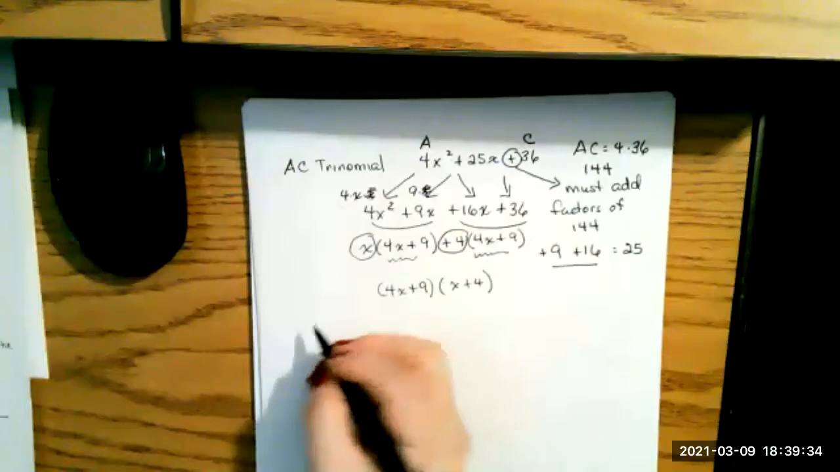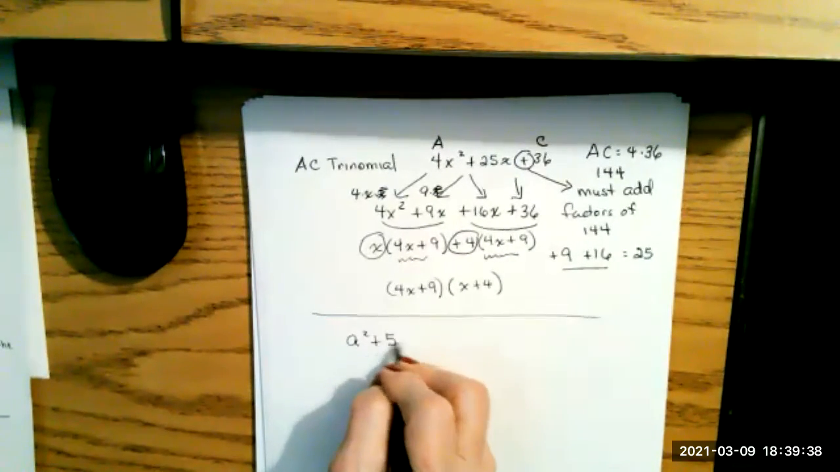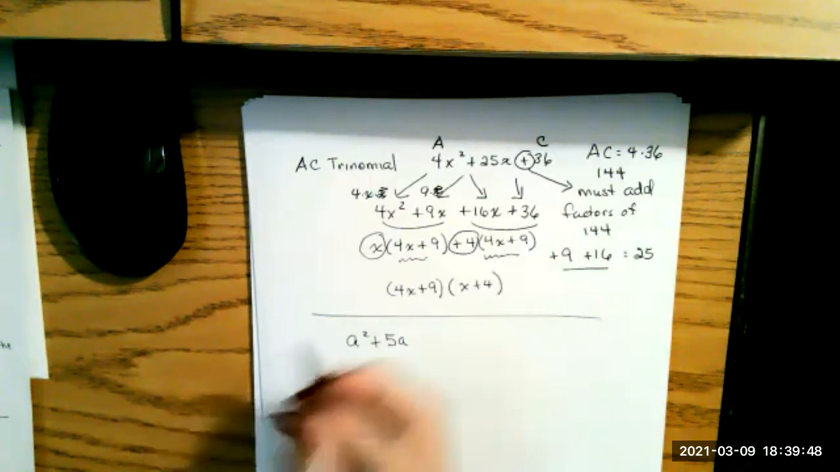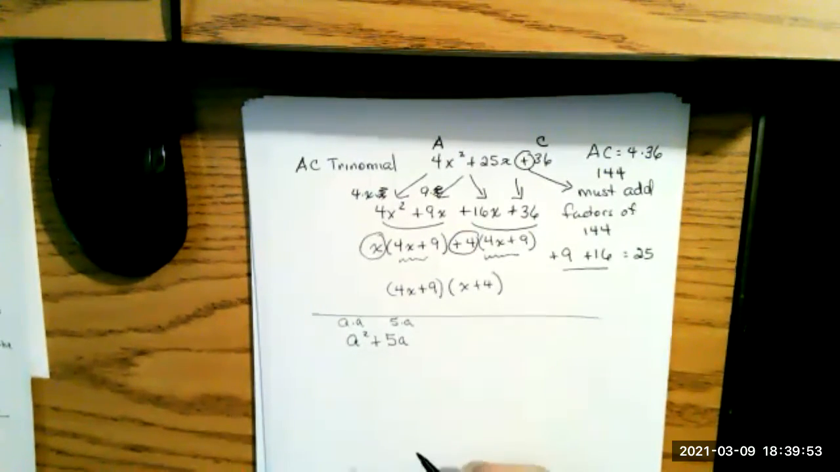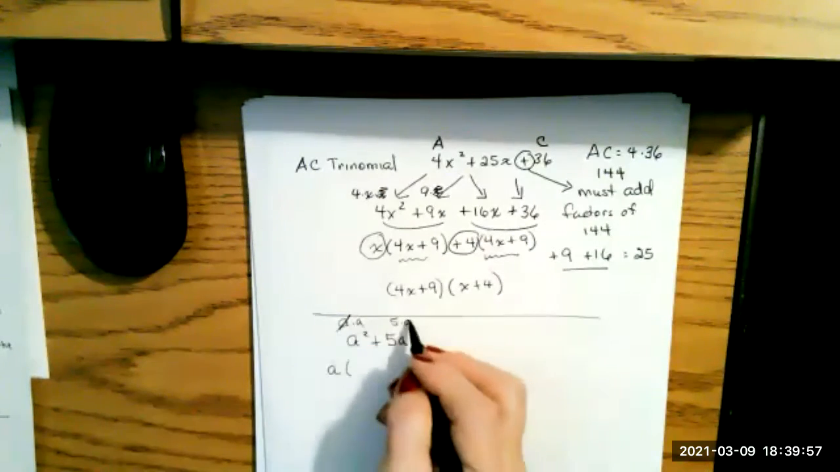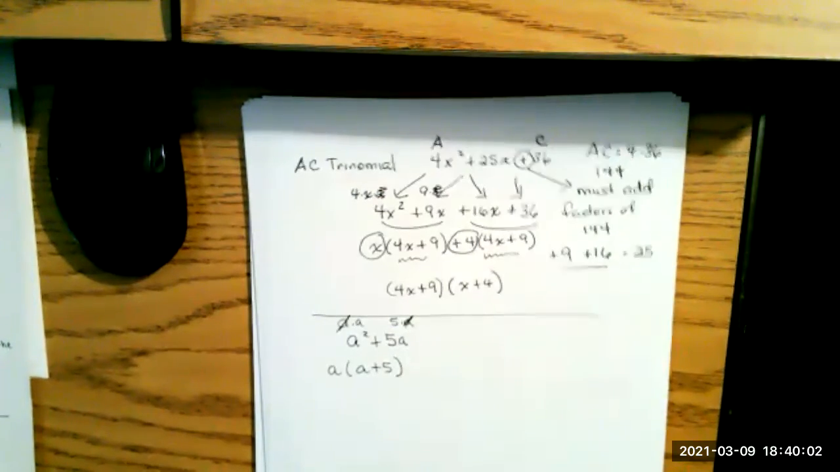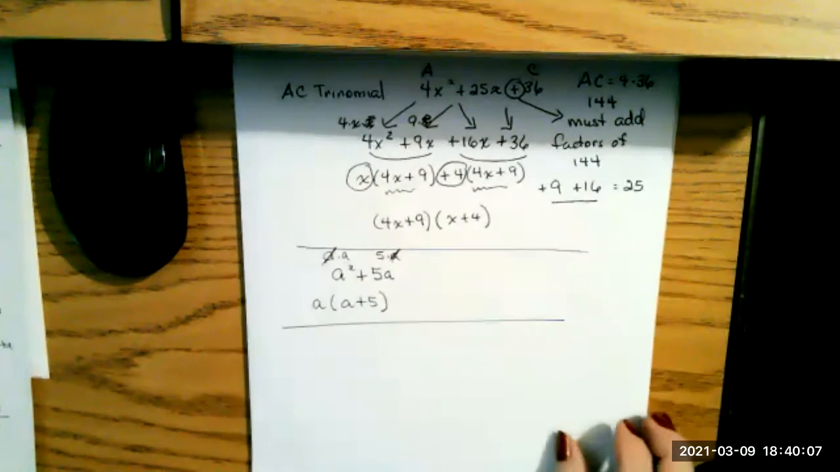Okay, you're going to run into a problem that looks like this: a squared plus 5a. And you've been doing these kinds, so you're going, gosh, I don't know what to do with that thing. Well, they're just asking you to factor it. This is a times a, and this is 5 times a. And the only thing you can do is take out a common factor of a in both places, and you'll have a times a plus 5. So don't let that easy one confuse you that's right in the middle of all the hard ones.